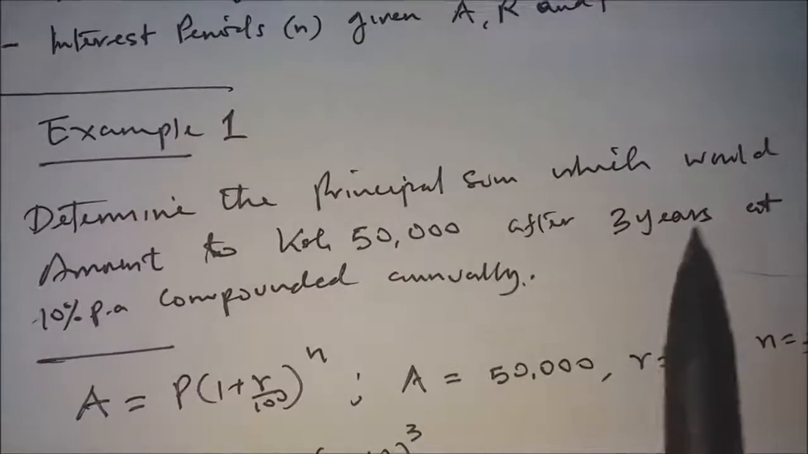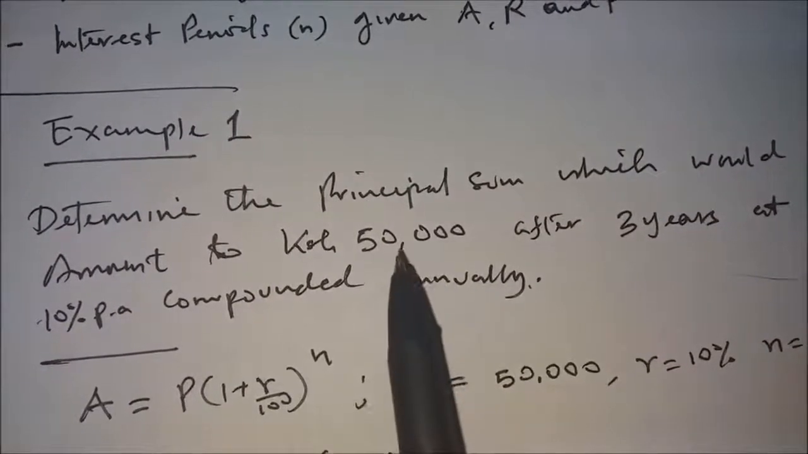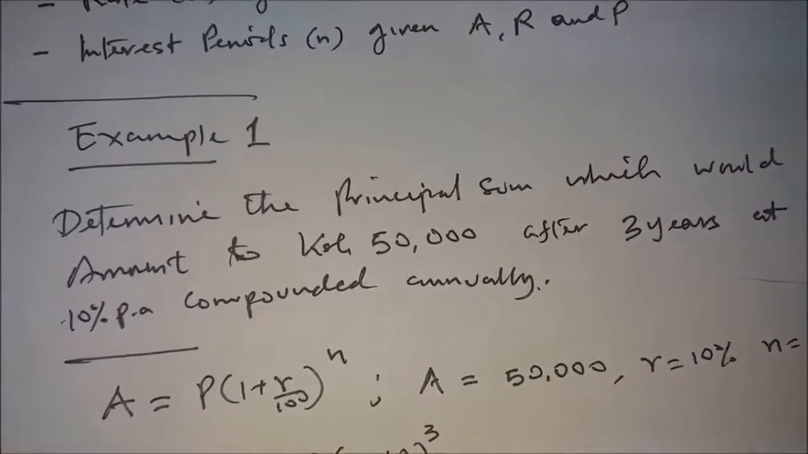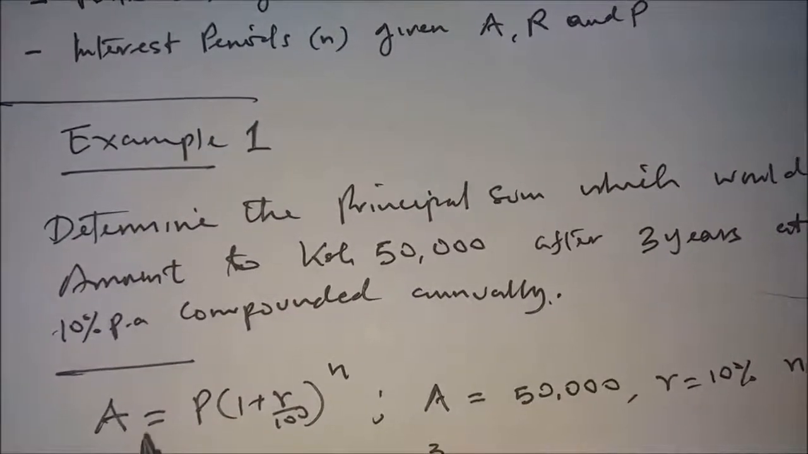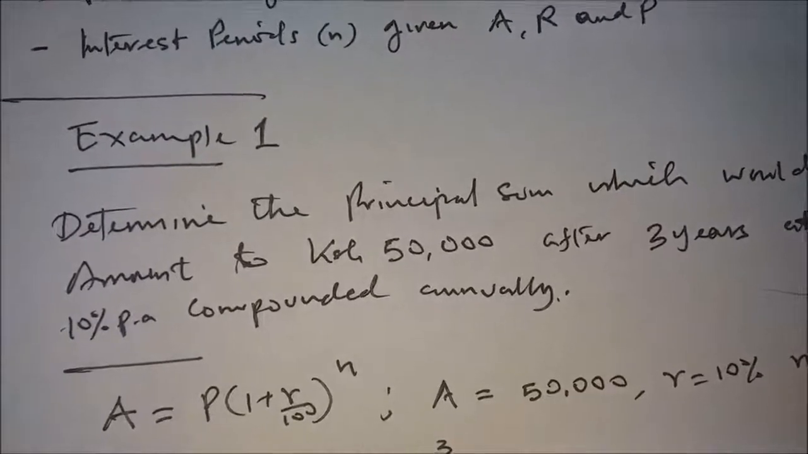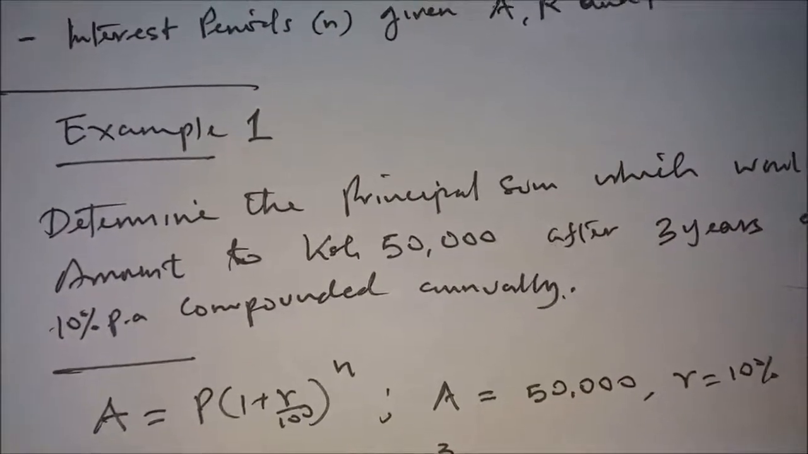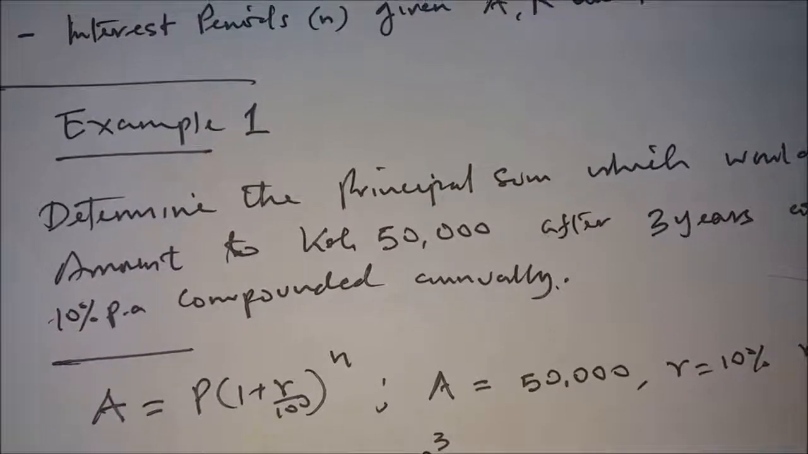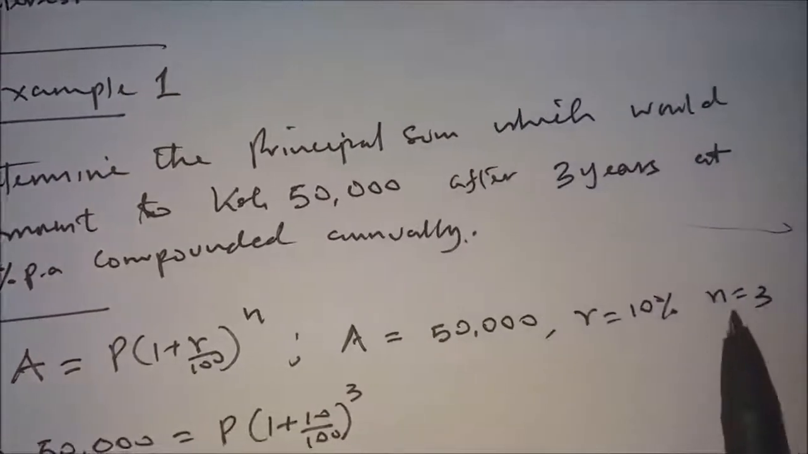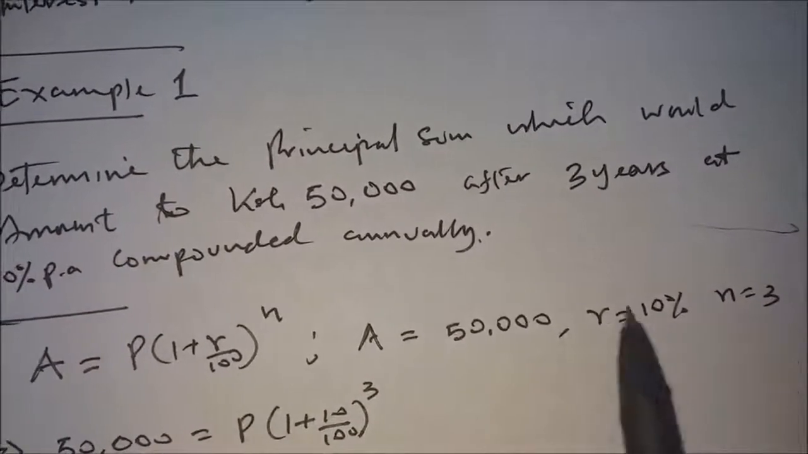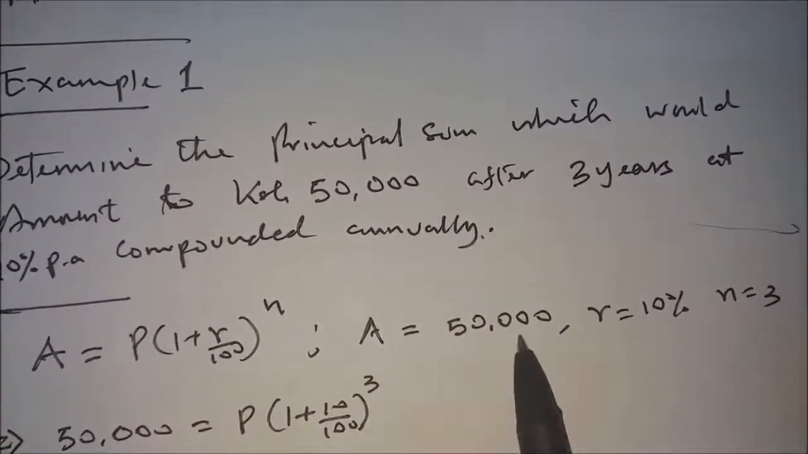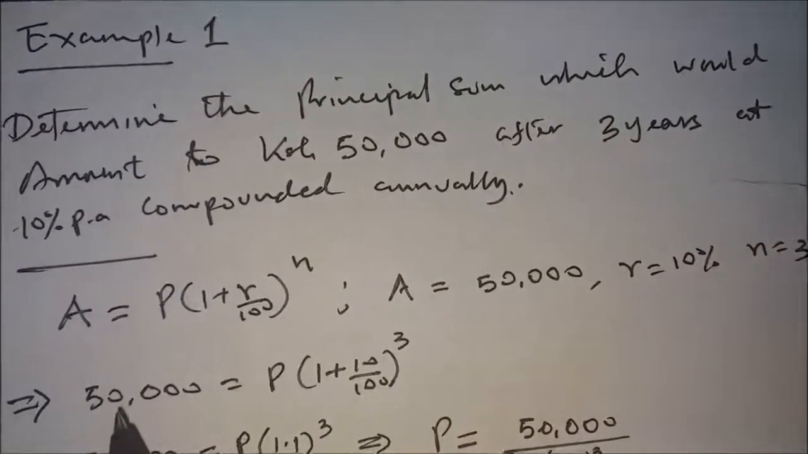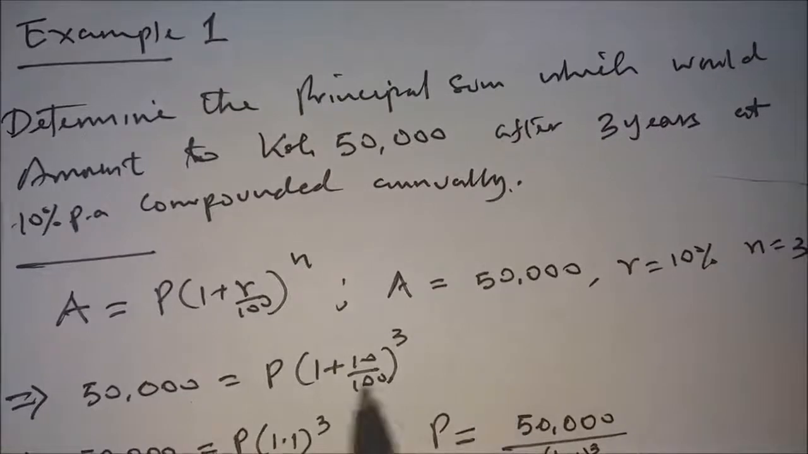In this example, we can see the amount is 50,000 and the period is 3 years and the interest is 10% compounded annually. That means interest is calculated at the end of every year, and that means there will be 3 interest periods within 3 years. So we maintain our value of N as 3, R as 10, and A as 50,000. We substitute these values into the formula to give us the equation below.